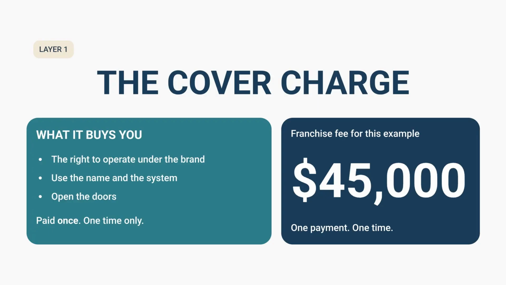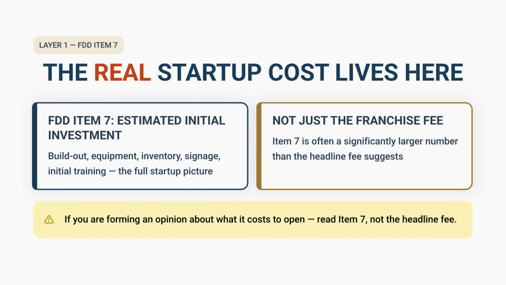You pay it once, and in exchange, you get the right to operate under the brand. Use the name, use the system, open the doors. For the sandwich shop, in this example, that number is $45,000. One payment, one time. The place people sometimes underestimate this layer is not the fee itself. It is what surrounds it.